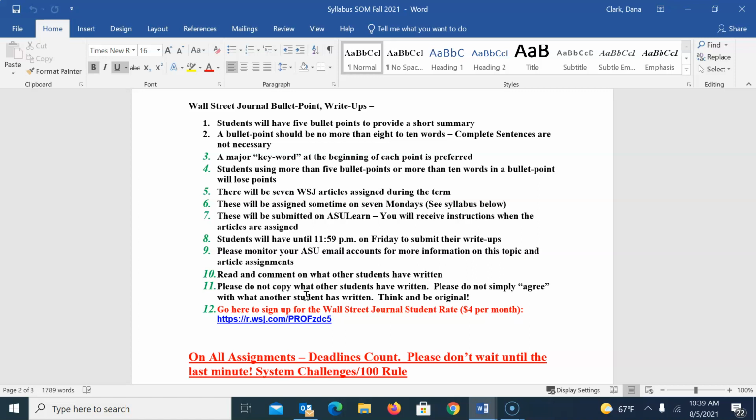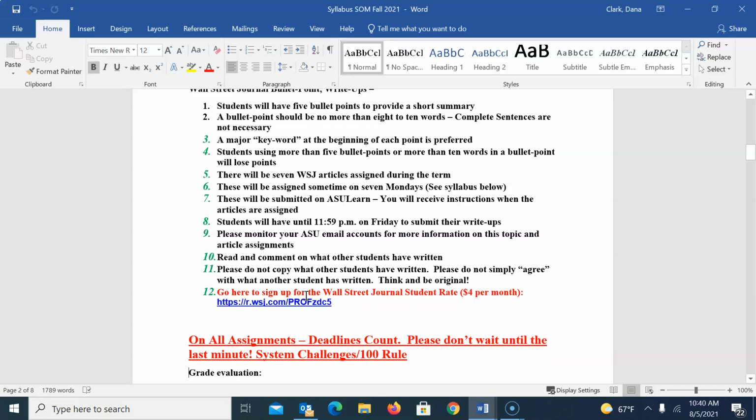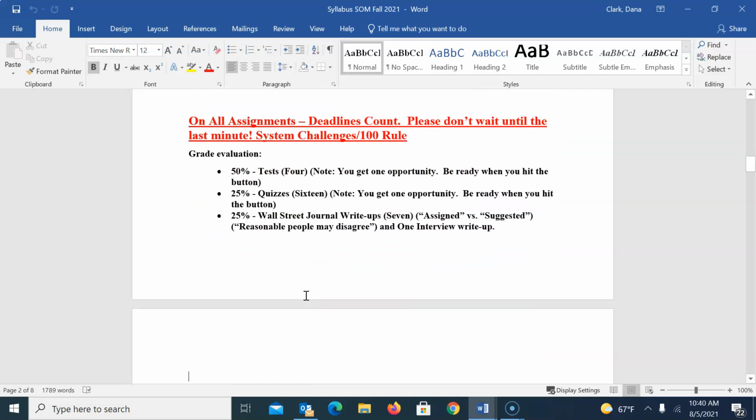No more than 5 bullet points, 7 articles. They will be assigned on Mondays, and you'll have an entire 5 days to get it back. They're due by 11:59 p.m. on Fridays. You need to monitor your ASU email accounts for more information. These will be assigned to you. We also want you to read and comment on what other students have written.